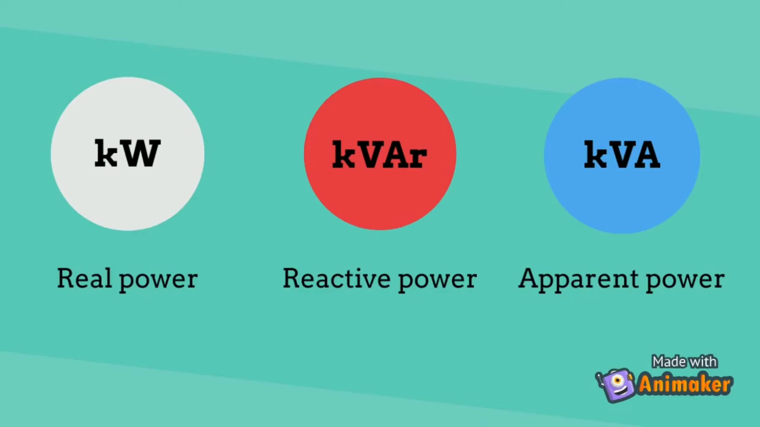kVAR, or reactive power, is power required by some equipment like transformers and motors to produce a magnetic field to enable real work to be done. It is necessary to energize this equipment. However, it does not perform any productive work. kVA, or apparent power, is the total power consumed. kVA is equal to kVAR plus kW.